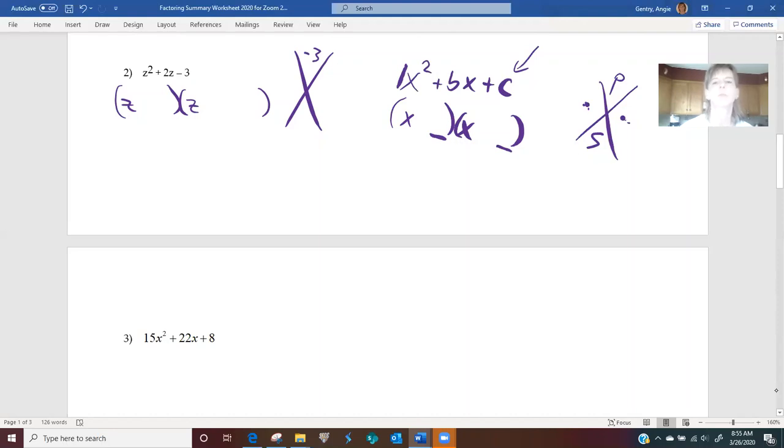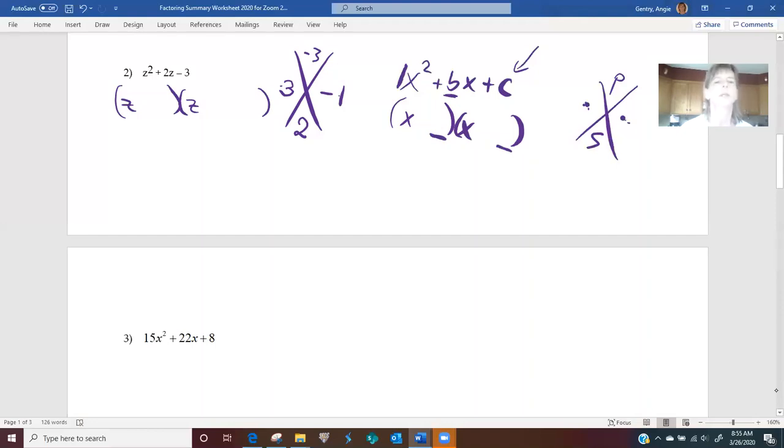The sum is that piece in the middle. Like when you're combining the like terms, you get that piece in the middle. So the sum in this case is the coefficient of the middle term, which is a 2. And then you play with this and find two numbers that when you multiply them, you get a -3, and when you add them, you get a 2. So if you look at a 3 and a -1, 3 times -1 is -3, and 3 minus 1 is +2, which is exactly what you need.